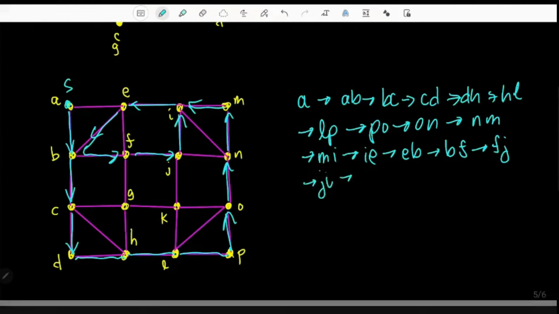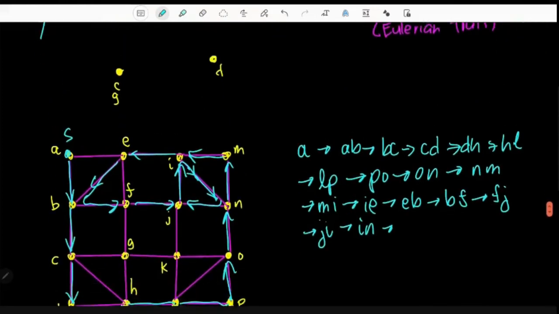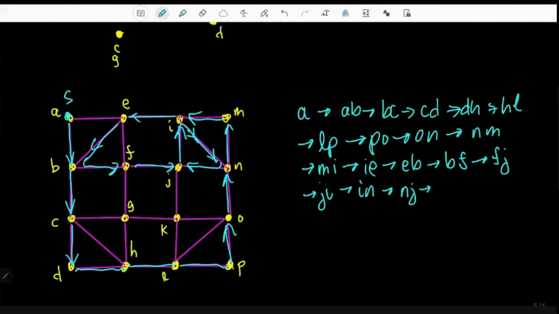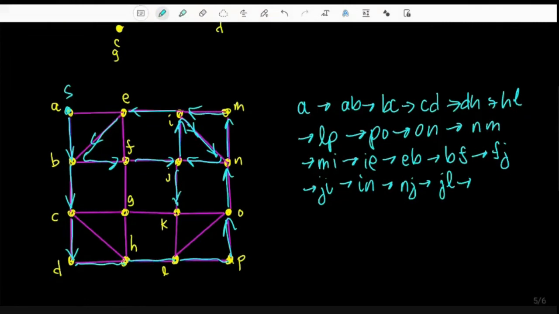JI. So, wala naman tayong choice kundi pumunta kay N. Right? Yun na lang yung natitirang edge out from I. So, IN. And then from N, balik tayo kay J. Wala nang ibang choice. From J, baba tayo dito. Wala na rin tayong choice. Now, here, either we go G, L, or O.